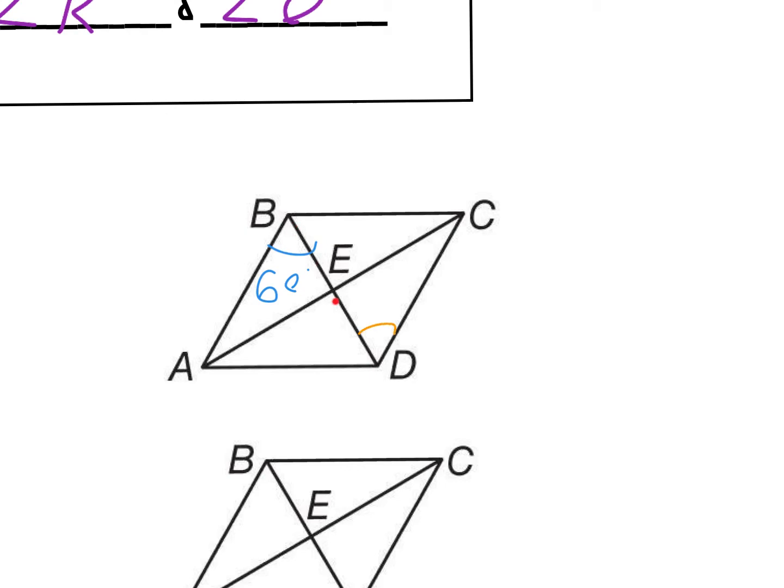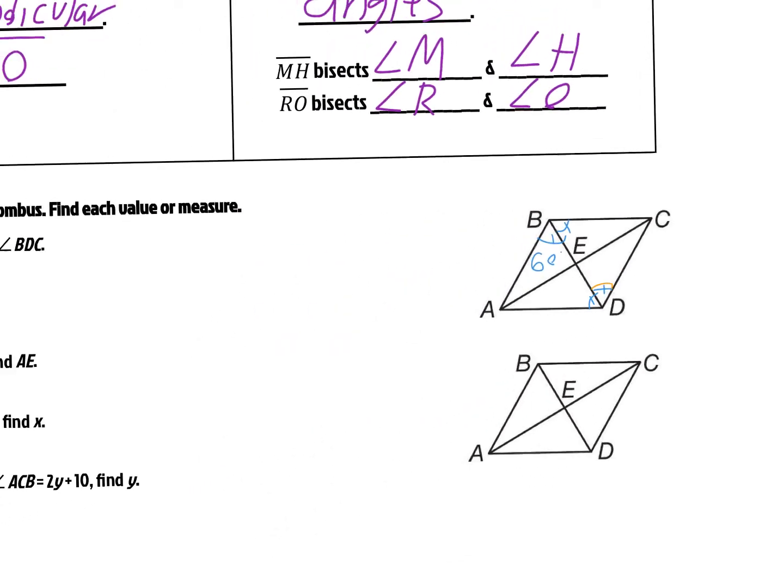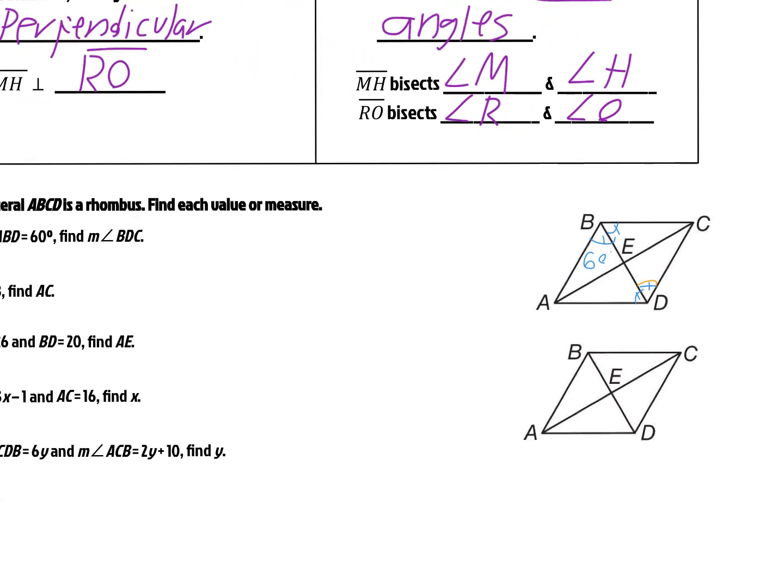Now, because our diagonals are going to bisect opposite angles, that is, say that side BD bisects angle B and angle D, and we know that the property from parallelograms states that opposite angles are congruent. That means then that these 4 angles are all going to be 60 degrees in measurement. So angle BDC is equal to 60 degrees.